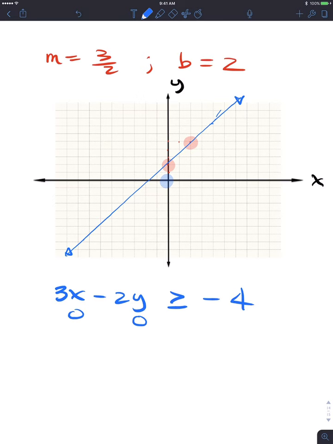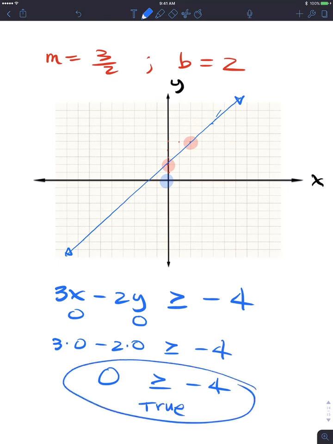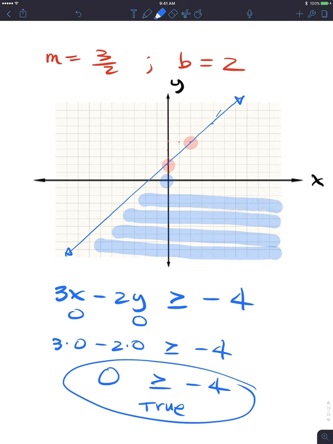The nice thing about this origin being available is that I get essentially 0 on the left. My arithmetic is very easy. Now, 0 is greater than or equal to -4. This is a true statement. I get to shade the region that includes my test point, which is 0, 0 here. It's the lower right region, and it's a solid line. We are done.